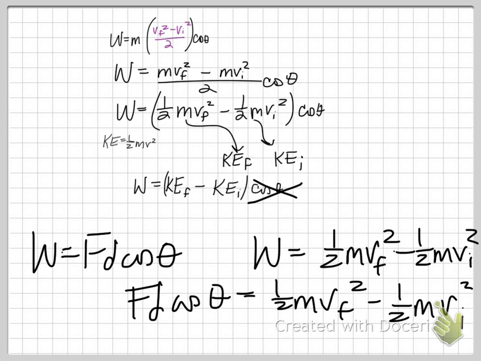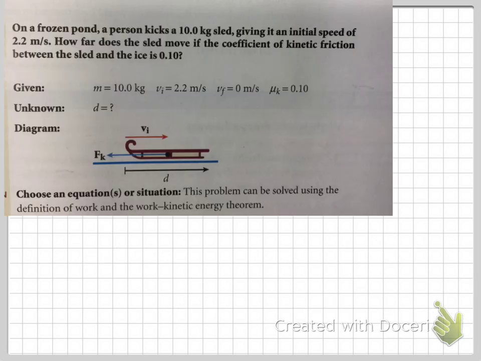So let's do the sample problem together, and then I'll give you time to work on the book problems. Okay, so we have a sled on a pond. Sled weighs 10 kilograms. A person kicks it across the ice, gives it an initial velocity of 2.2 meters per second. How far does the sled move if mu k between the sled and the ice is 0.10? Oh, well, there's a lot of stuff there. So they've gone ahead and listed the variables. I'm going to list them again.